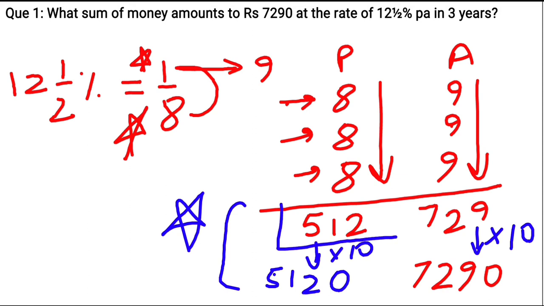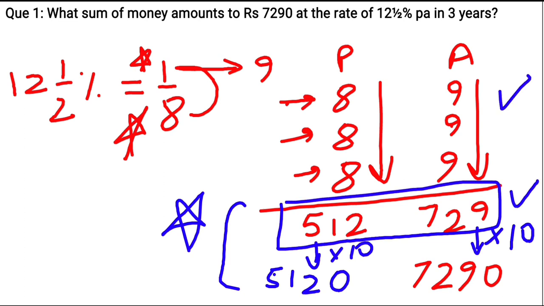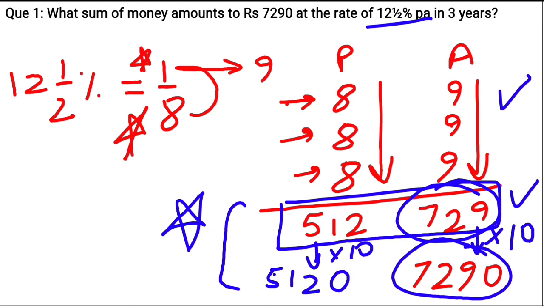If you are finding this confusing, see, by doing this we have come to this step. It means that if you deposit 512 rupees in the bank, you receive 729 rupees after 3 years at this rate. But the thing is that you do not receive this much money. What money do you receive? This. So it is 10 times. Similarly, you had deposited 10 times the money in the bank, so that is 5120, and this is our answer.